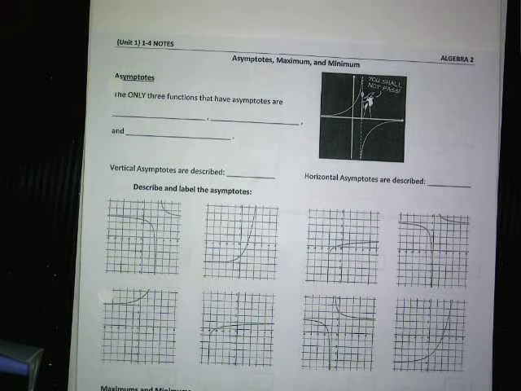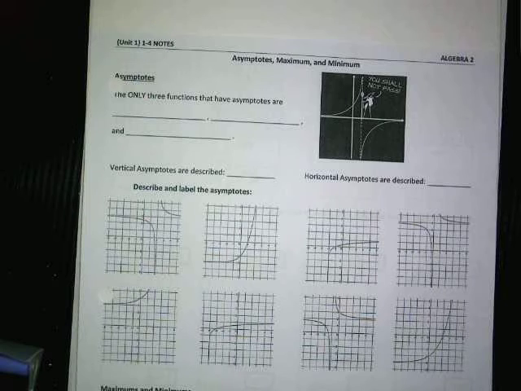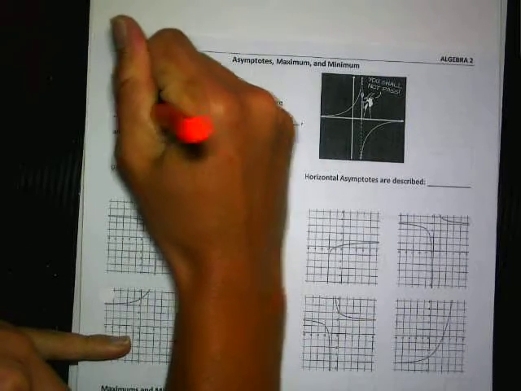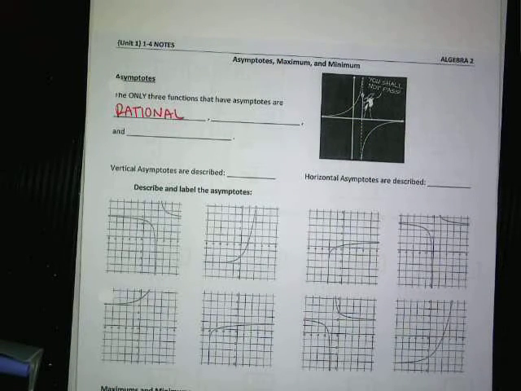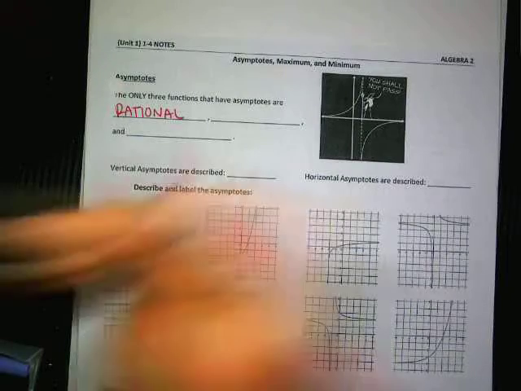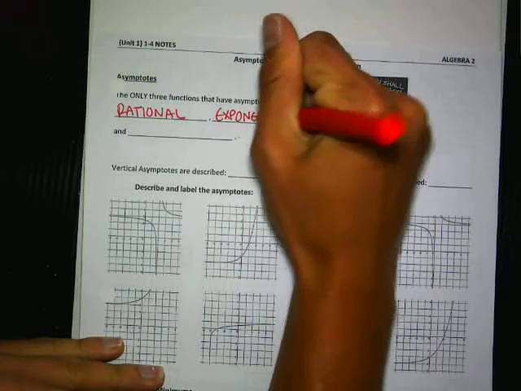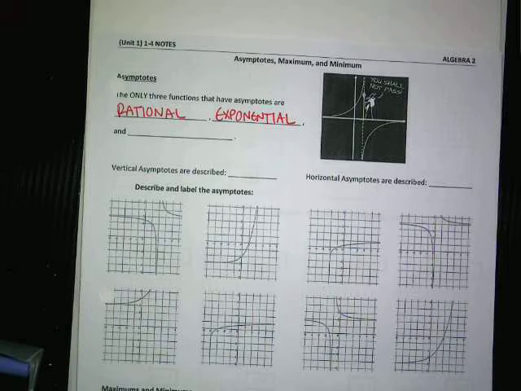Okay, so for the asymptotes, only 3 of the functions have asymptotes, right? What is one of the functions that have asymptotes? Rational. Rational, very good. Rational is one of the functions. Exponential. Exponential, very good. I just put expo because I'm lazy. That's okay. I'm pro abbreviating, so that's fine.